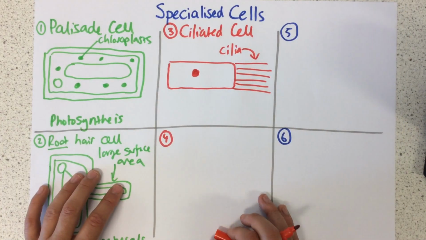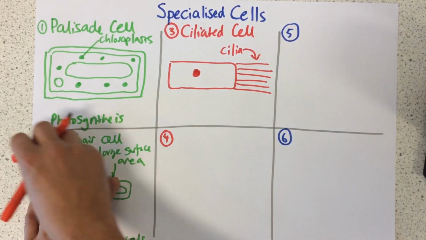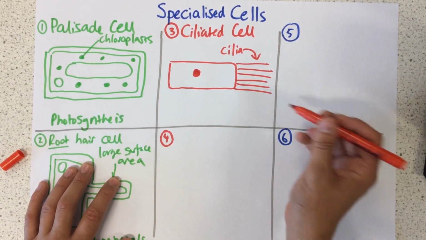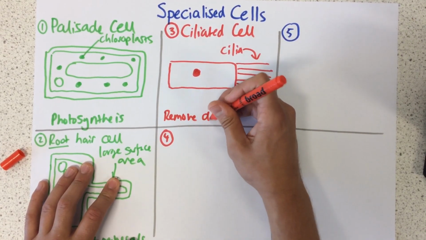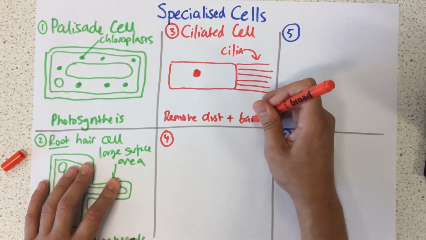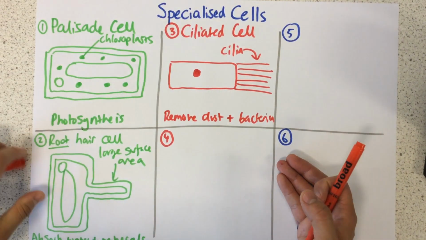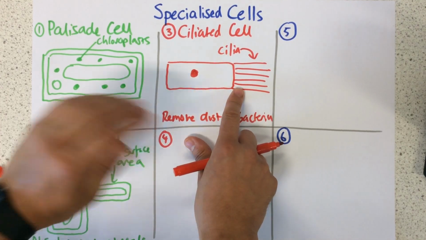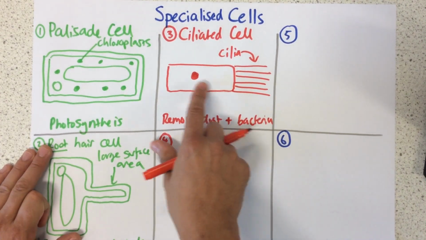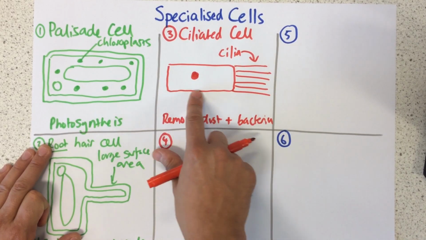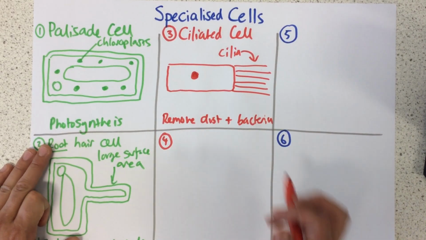So we can find them in a couple of different places. If they're found in the trachea, so that's like the windpipe, or airways throughout the human body, they remove dust and bacteria. So these little cilia, they move in order to clear the airways. We can also actually find them in the oviduct to move egg cells along. So that's an example of an animal cell. Notice how it doesn't have a cell wall. This is a specialised cell because it has a special particular job.